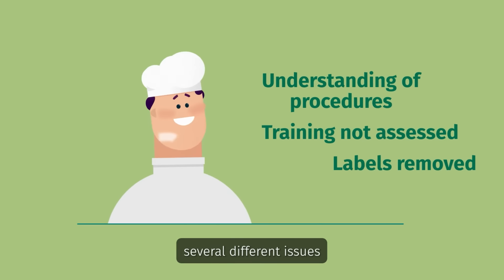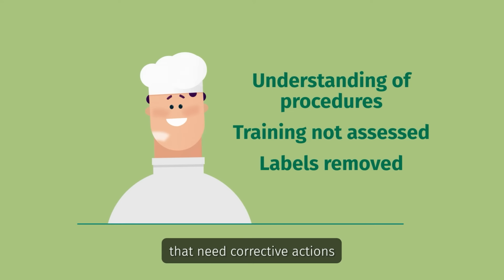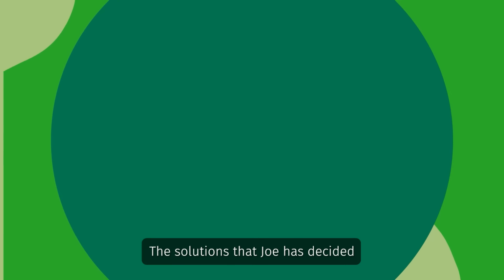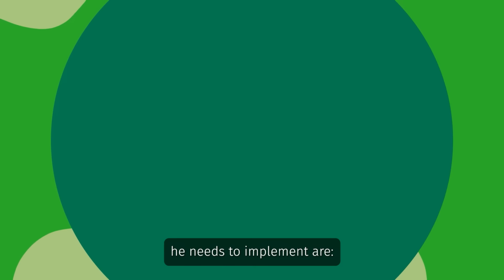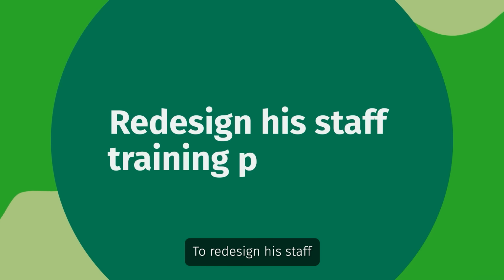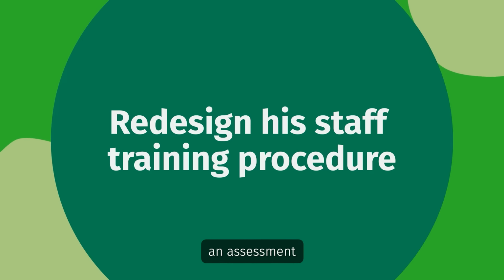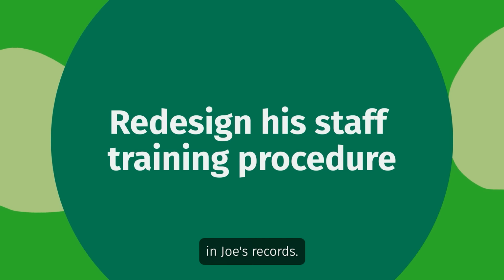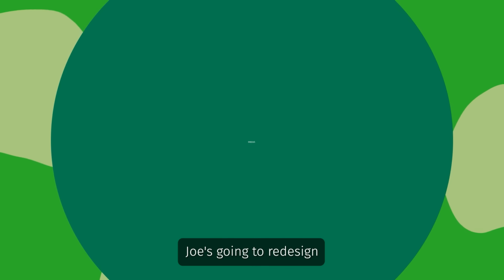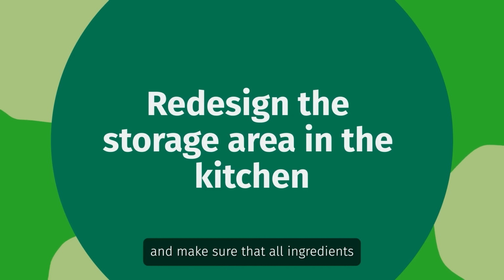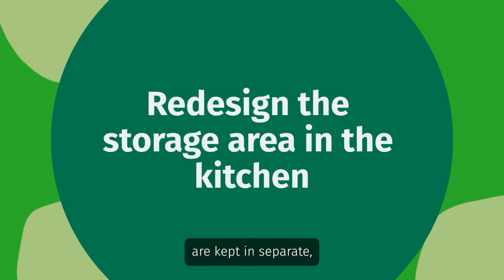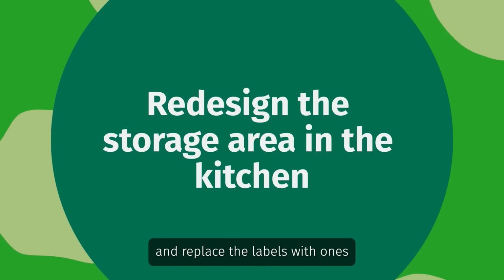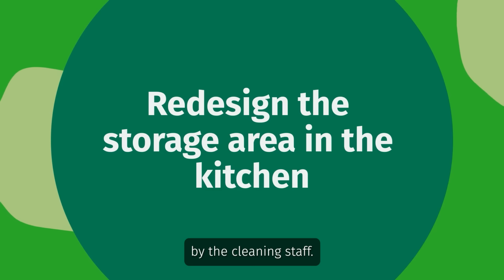He's identified several different issues that need corrective actions to prevent mistakes in the future. The solutions that Joe has decided he needs to implement are to redesign his staff training procedure and include an assessment of the trainee's understanding, and this will be documented in Joe's records. Joe's going to redesign the storage area in the kitchen and make sure that all ingredients are kept in separate, dedicated locations, and replace the labels with ones that can't be removed by the cleaning staff.